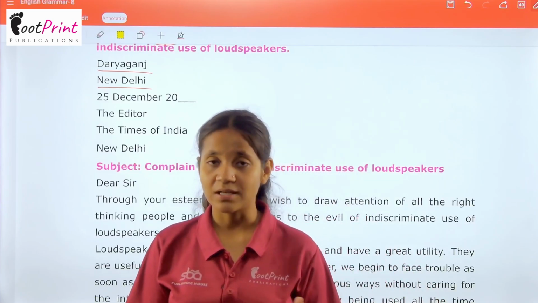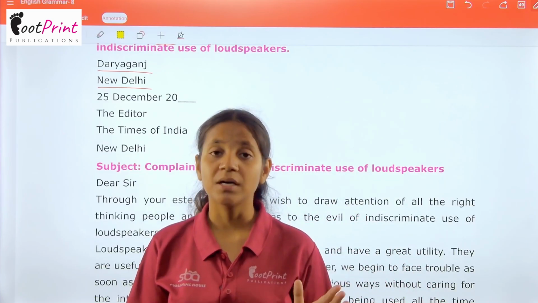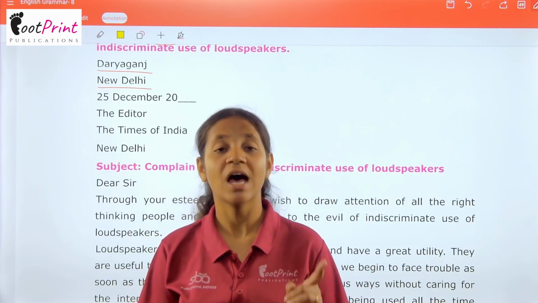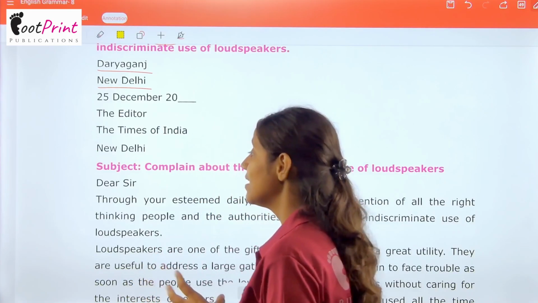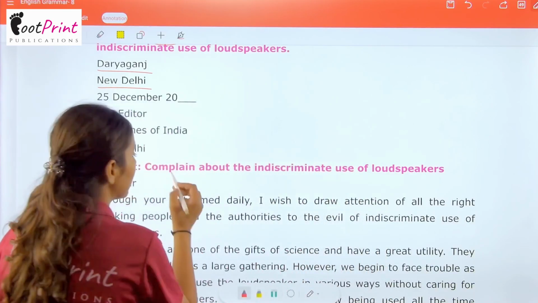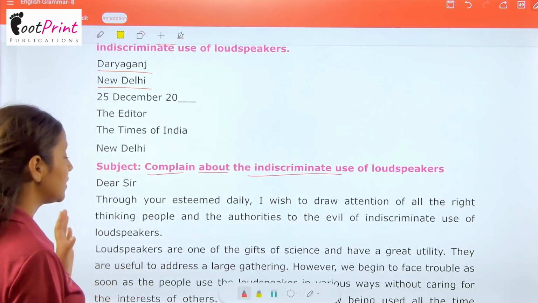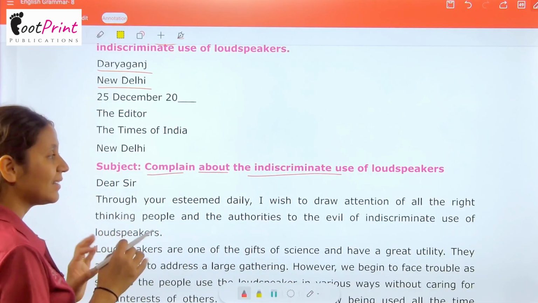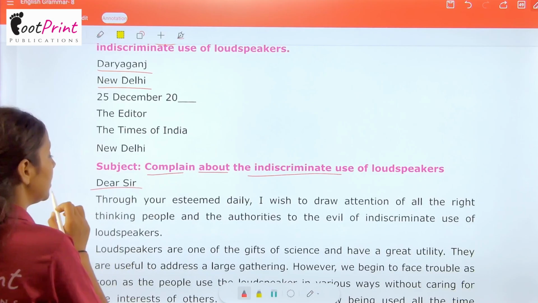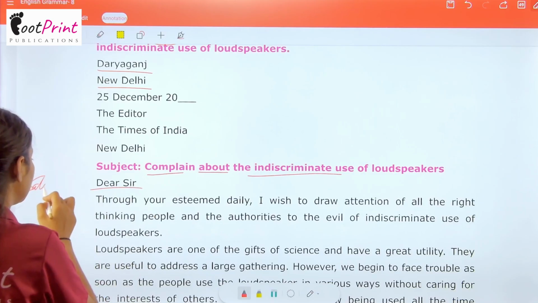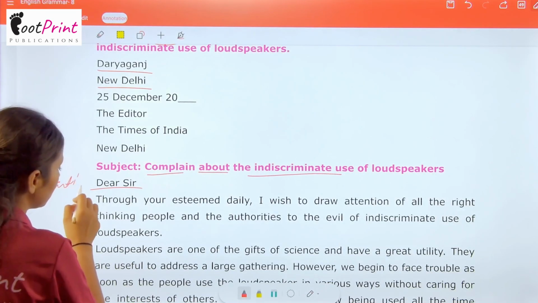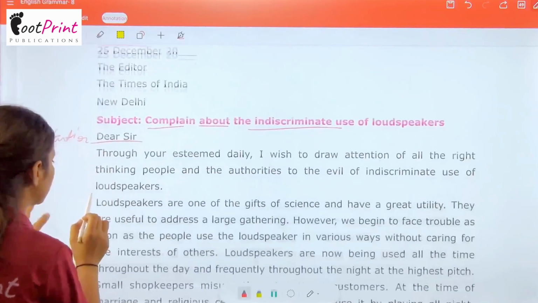In an informal letter, we do not have to write the subject, but in formal letters, we have to mention the date as well as the subject. The subject: complaint about the indiscriminate use of loudspeakers. So in the subject, you have to write your letter's title. Okay. Then you have to again use salutation. Then you have to write the body part, the content.